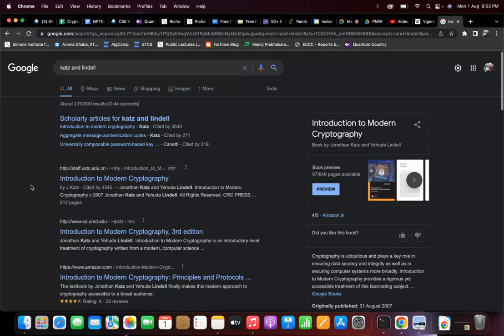Even for any kind of transaction that's happening online, RSA is being used somewhere in there.